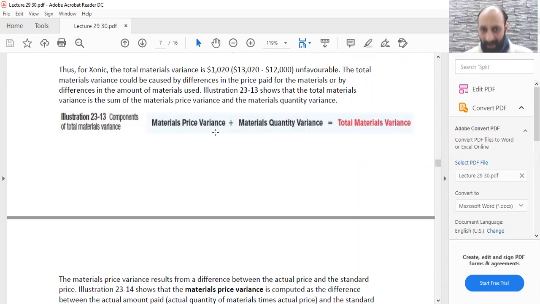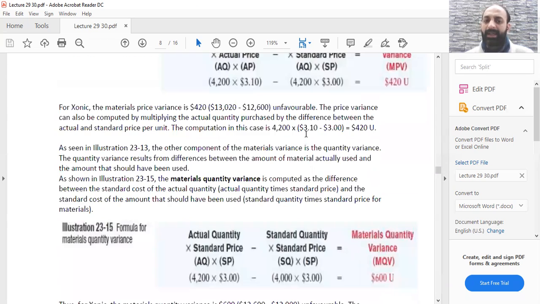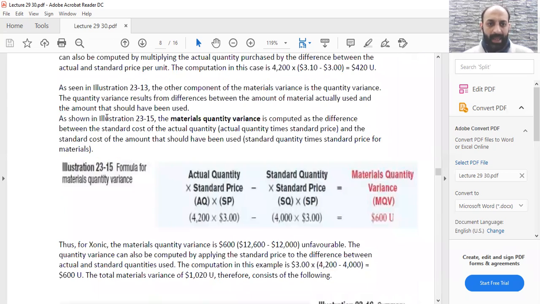As seen in illustration 2313, the other component of the material variance is the quantity variance. You have calculated the material price variance. Now you have to calculate the material quantity variance. As shown in illustration 2315, the material quantity variance is computed as the difference between the standard cost of the actual quantity. Now how do you calculate the standard cost of the actual quantity? It is actual quantity times standard price, and the standard cost of the amount that should have been used. So standard quantity times standard price.